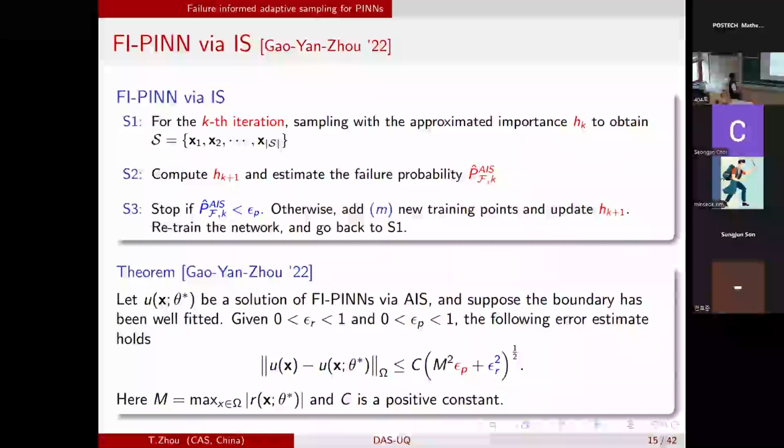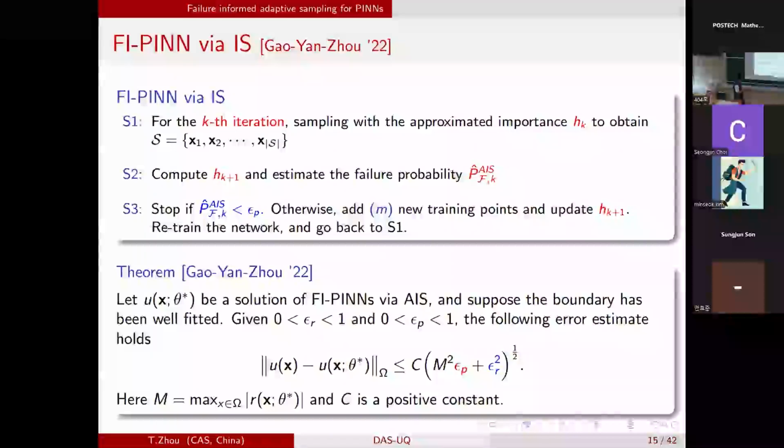You're just sampling uniformly in the beginning, and then based on the residual, you compute the so-called Gaussian density, and then compute the failure probability. If it's still large, you generate some new points, add them to the former training set, and repeat the computation. So this is very easy, and you can derive an upper bound from the algorithm.